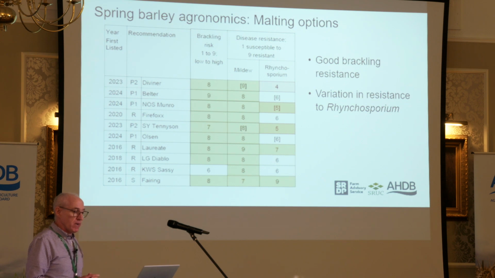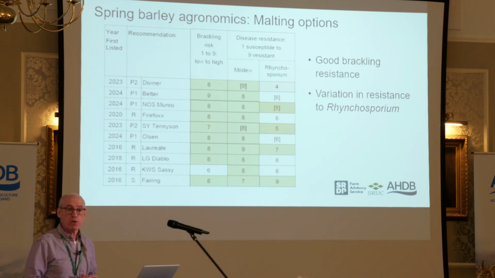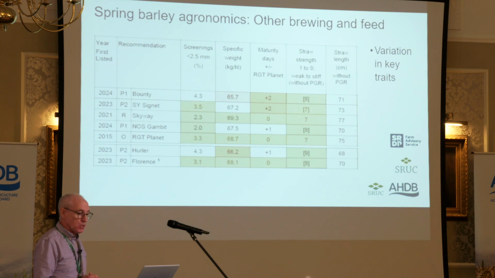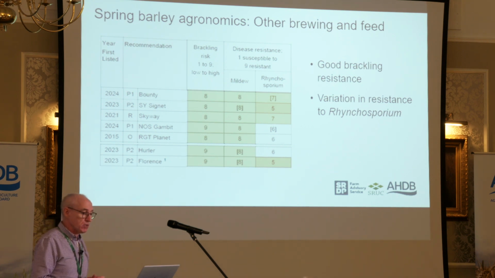Just on other aspects of agronomics, across the same varieties, brackling resistance remains very strong. The disease to really think about here is Rhynchosporium. Okay, so some variation across these varieties in resistance to this particular disease. Just on the other brewing and feed varieties, again some variation in maturity, specific weight here, straw strength pretty good overall. Overall, again, screenings tend to be towards good or good for these particular varieties. And then just finishing here with the same varieties, brackling resistance very good, and again some variation in Rhynchosporium across these particular choices.